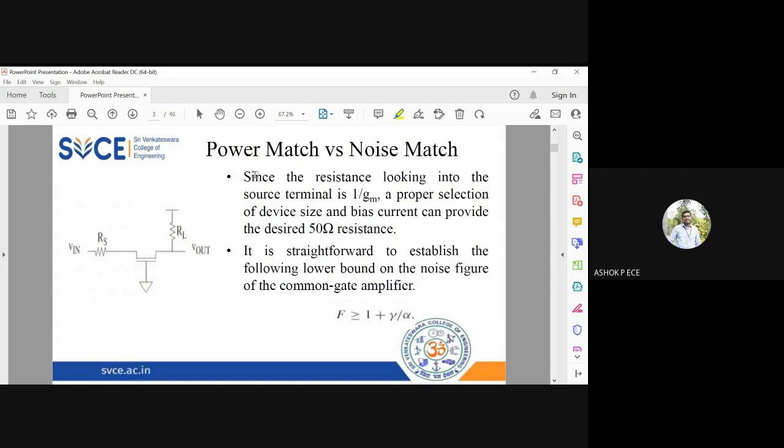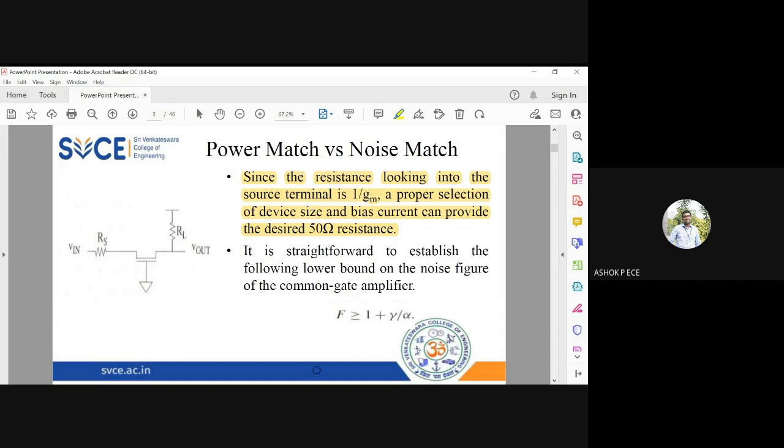So the resistance looking into the source is 1 by gm. So the bias circuit can provide 50 ohm resistance. On the gate side, you have an infinite impedance. So that is the reason why proper matching cannot be obtained. If you ground the gate side, source and drain have finite resistance where the impedance can be matched.